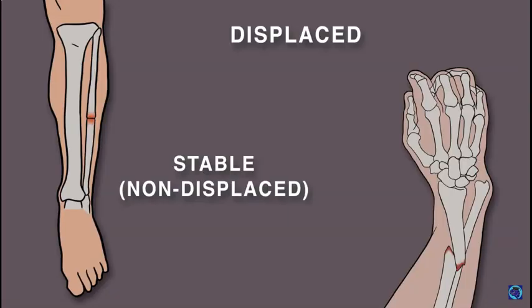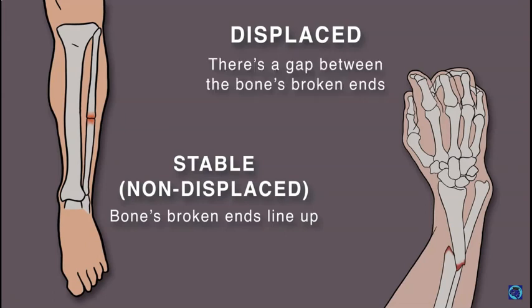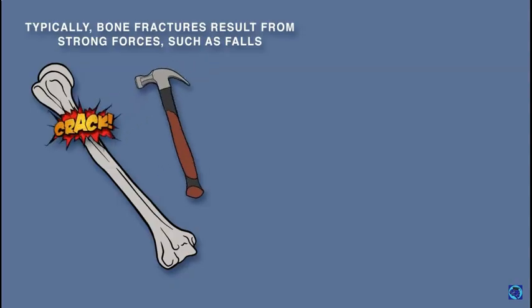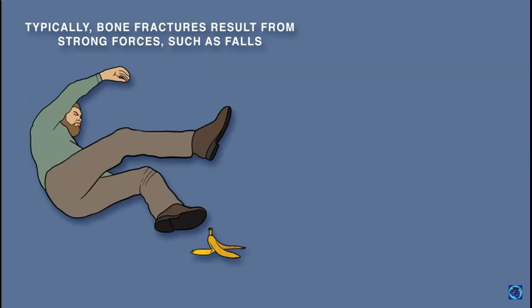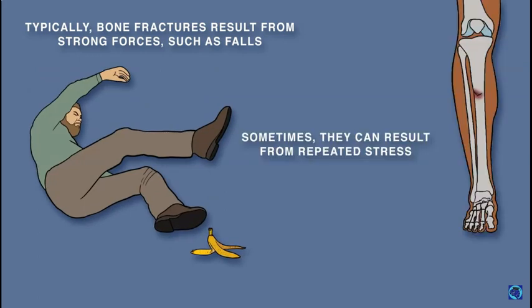With a stable fracture, also called a non-displaced fracture, the bone's broken ends line up. They have not shifted out of place. However, with a displaced fracture, there is a gap between the bone's broken ends, and repair may require surgery. Typically, bone fractures result from strong forces, such as from a fall. Sometimes they can result from repeated stress.